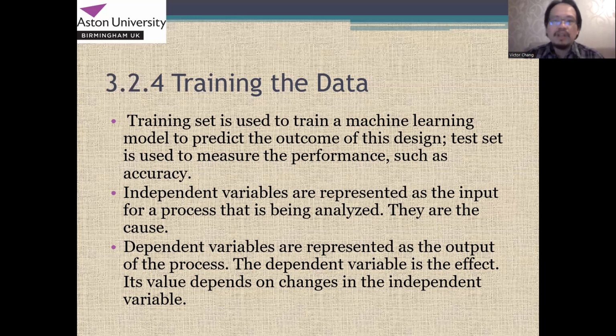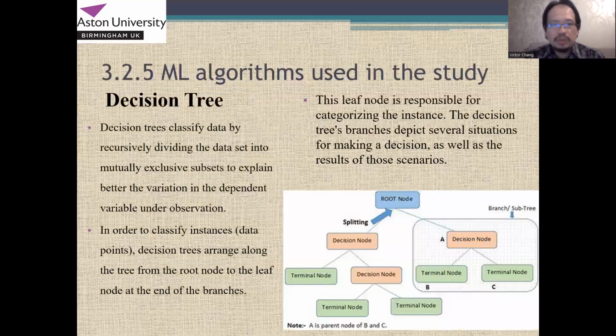We then can use other machine learning algorithms to train the data. At least the machine will be able to get familiar with the data and then understand what the insights are and then present the result to us. Then the machine learning algorithms used in this study, for instance, the first one is called decision tree. Decision trees classify data by recursively dividing the data set into mutually exclusive subsets to better explain the variation in the dependent variable under observation.